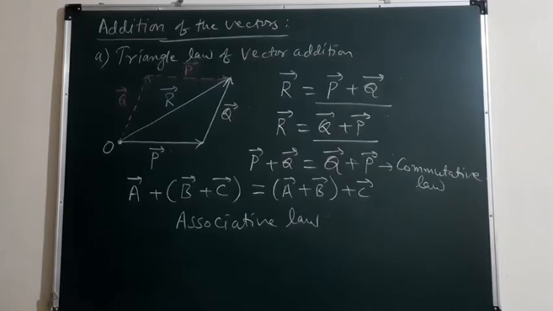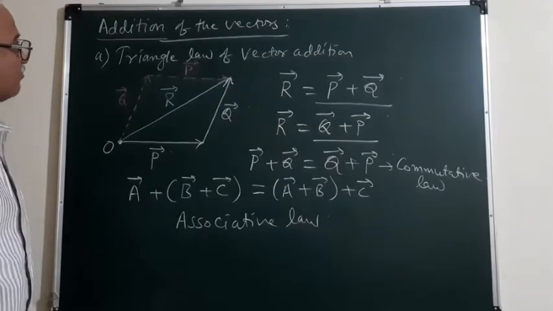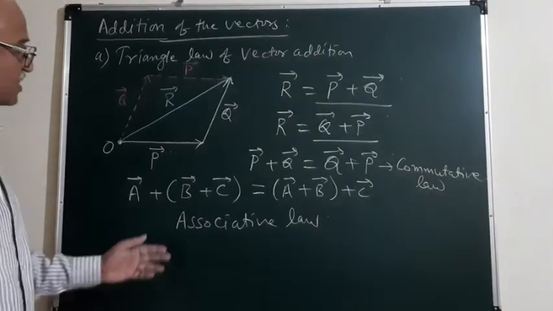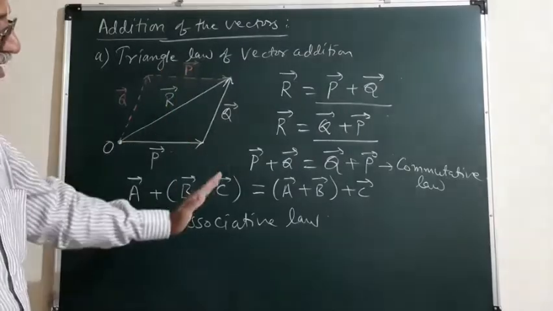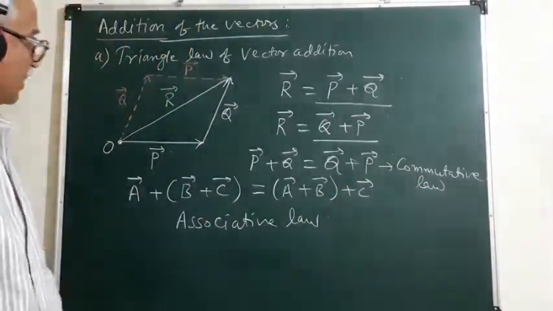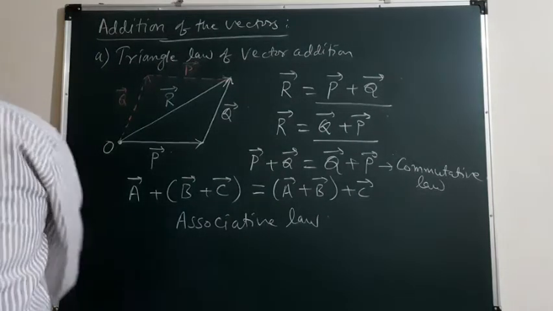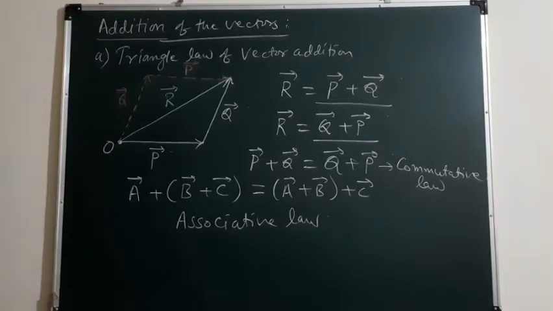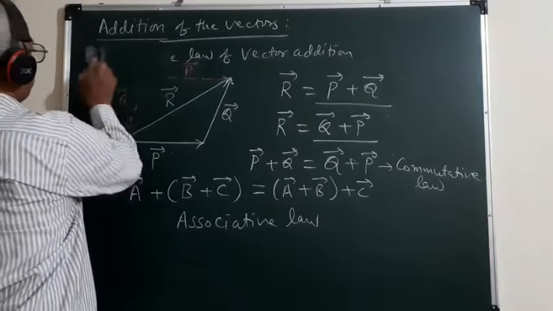That is how we can add two vectors by using the triangle law of vector addition, and this vector addition obeys both the commutative law as well as the associative law. So this is the first method of vector addition, that is the triangle law of vector addition. Then let us see the second method of vector addition, and that is the parallelogram law of vector addition.